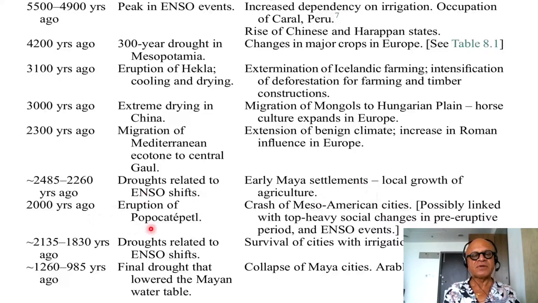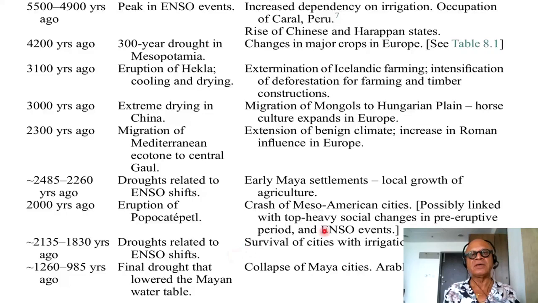2000 years ago, eruption of Popocatépetl. I had trouble with this before. So the crash of Mesoamerican cities, possibly linked with top-heavy social changes in pre-eruptive period and so events. So societal structure may have been less resilient because of the changes that had happened before.